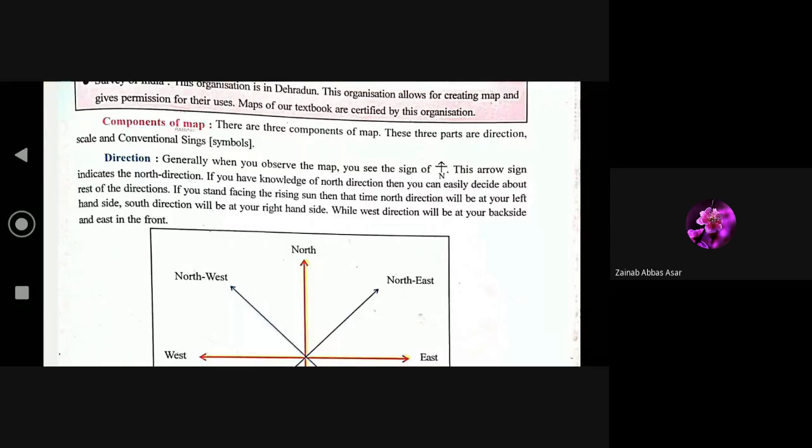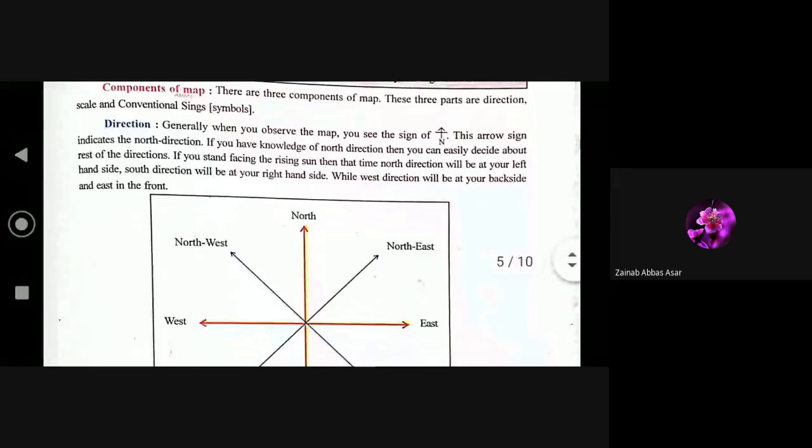Now first we will see about direction. Yes, Amreen, Fatima, can you read this direction? Yes, ma'am. Direction paragraph. Ma'am, I can't see your screen. Hey girls, can you see my screen? Yes, ma'am. We can see. Okay, Farhana can read directions. Yes, ma'am.